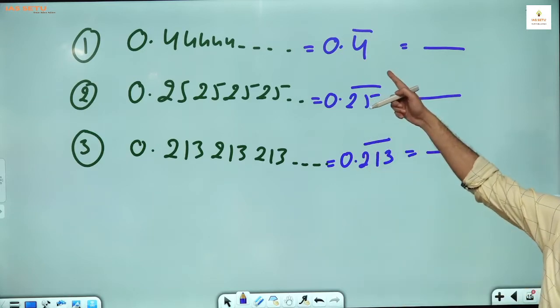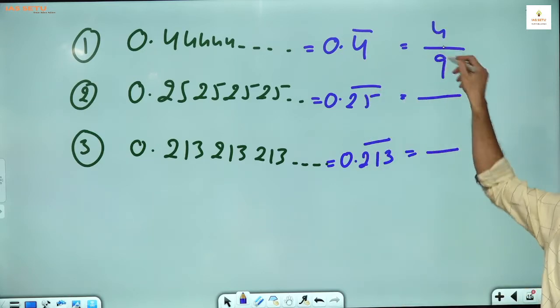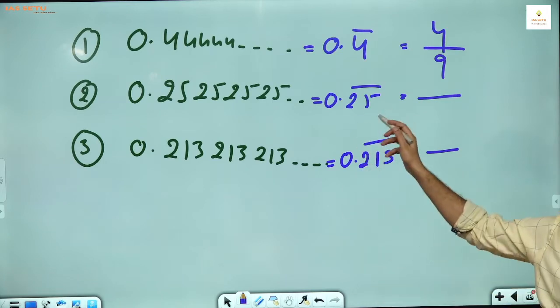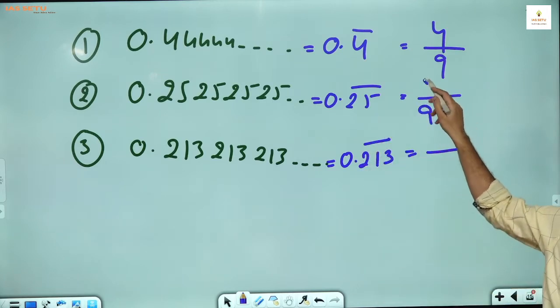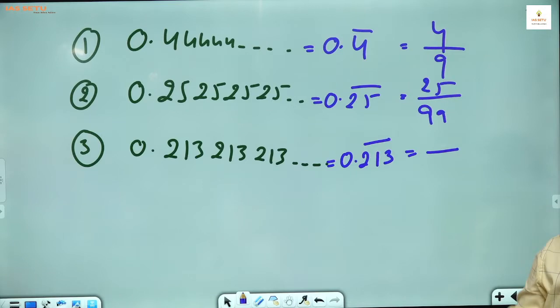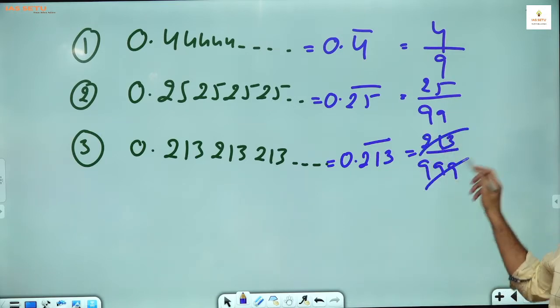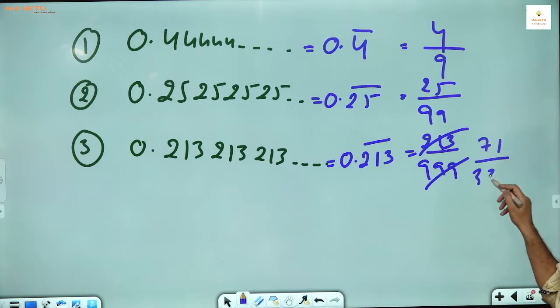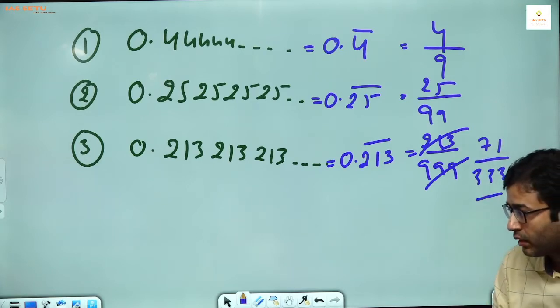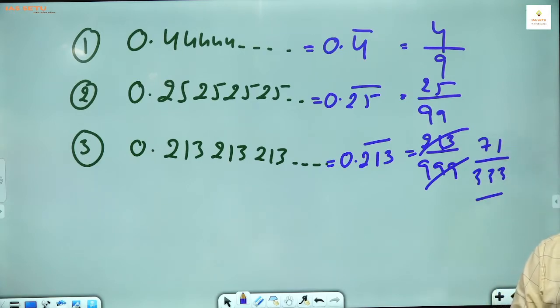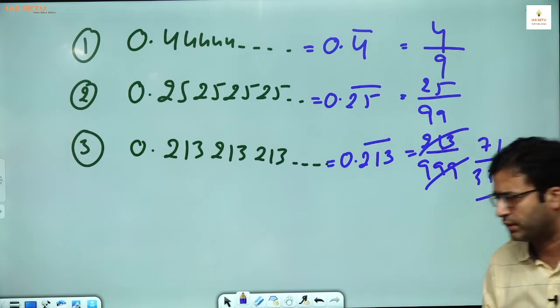So the first question, this is one digit on the bar, so one 9. So this is 4 by 9. Second question, there are two digits, so double 9. So this is 25 upon 99. Third question, there are three digits, so 999, 213, but we have to simplify. This is 71 upon 333. So this is type 1, very simple.